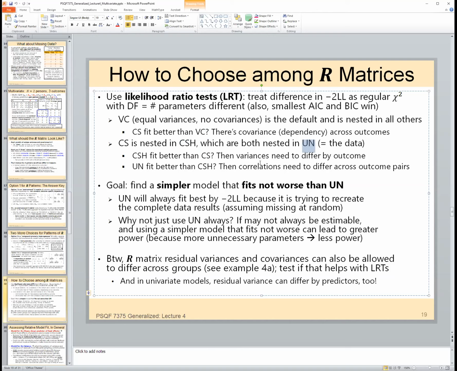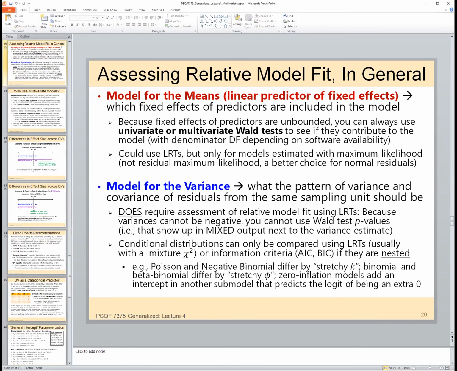So you can always compare these relative patterns and see if you can find something simpler than unstructured that still fits as well. This is an example of a hypothesis test where your goal is not to find worse fit, because you know that unstructured is always best by -2 log likelihood because it is the data. The question is, can you get away with something that's simpler, that has fewer parameters and fits as well? If so, you should do that because then you, in theory, should have more power. So I'll show you how to do that in our example.